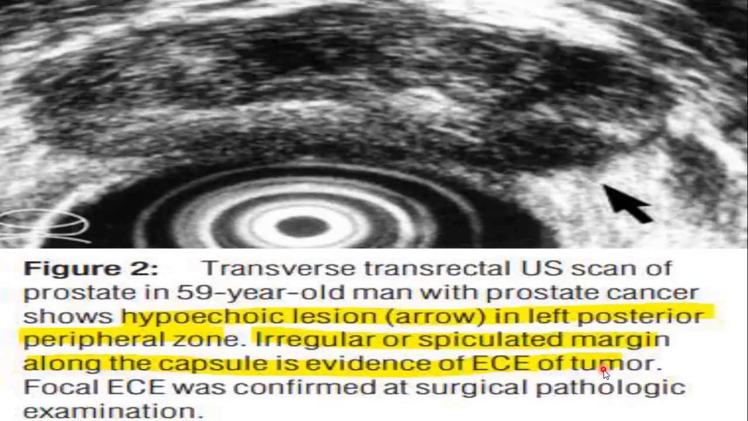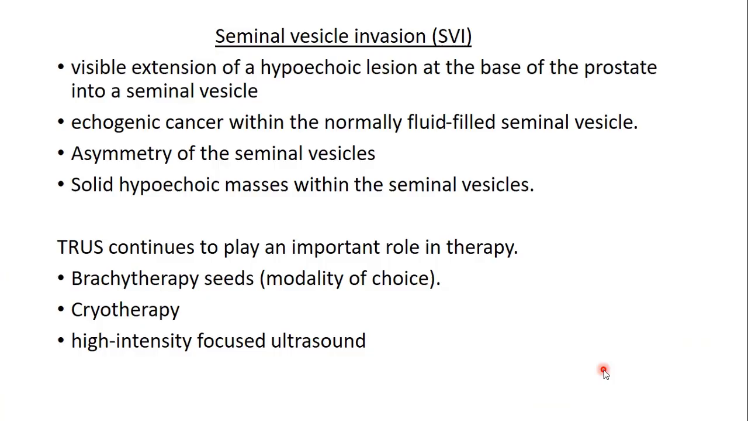Here we can see a hypoechoic lesion, and this fuzzy capsule depicts capsular involvement and extracapsular extension. Seminal vesicle invasion. On transrectal ultrasound, visible extension of a hypoechoic lesion into the seminal vesicle, or echogenic cancer within a normally fluid-filled seminal vesicle, shows seminal vesicle invasion. Asymmetry of the seminal vesicle and solid hypoechoic masses within the seminal vesicle are indirect evidence of tumor extension into the seminal vesicles.